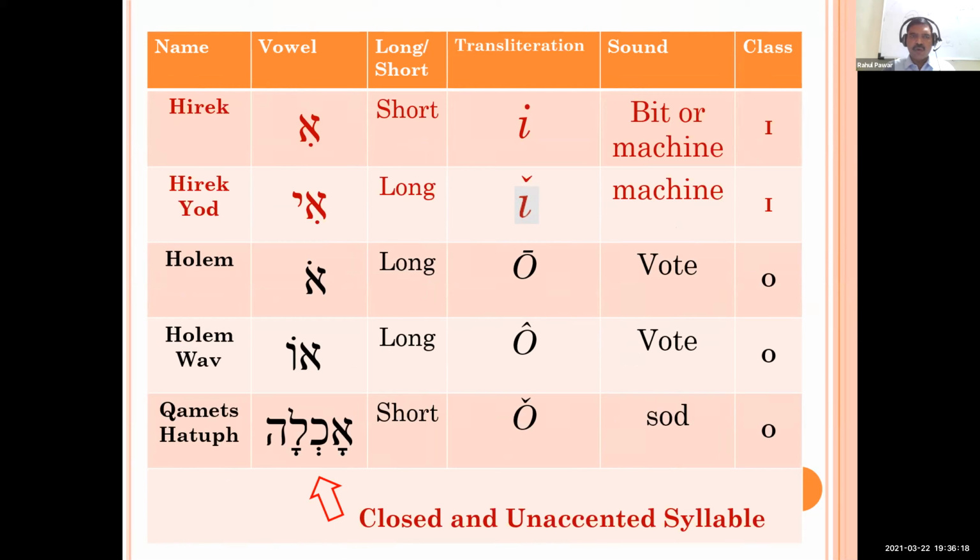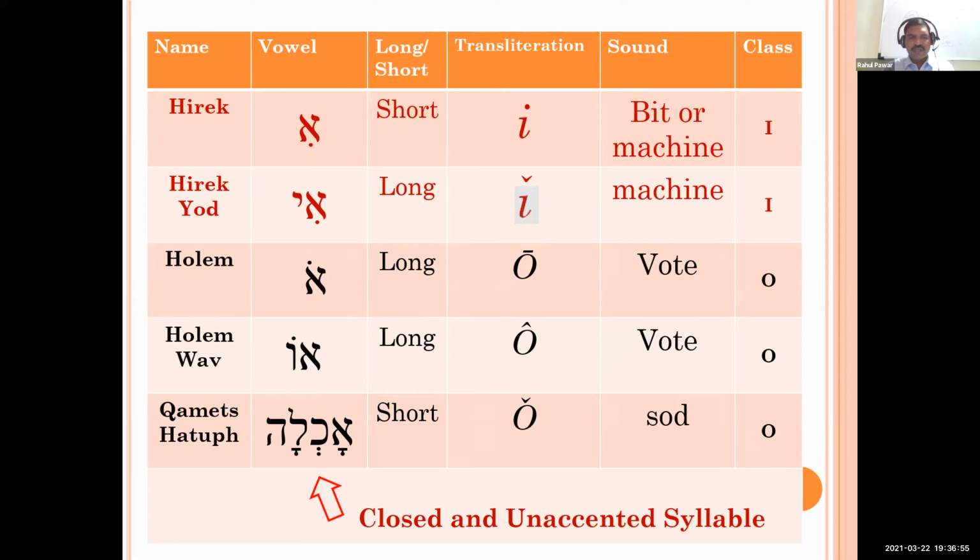Then we have learned today Holam. When we put a dot on a consonant, it gives O sound. It is also called a lesser Holam. It gives long O sound in O. Then Holam Vav we have learned today. Circumflex towards upward in transliteration. And it gives a long O sound in O. Then we have learned about the Qamets Hatuf. When the syllable is closed and unaccented, it gives an O sound instead of an A sound.